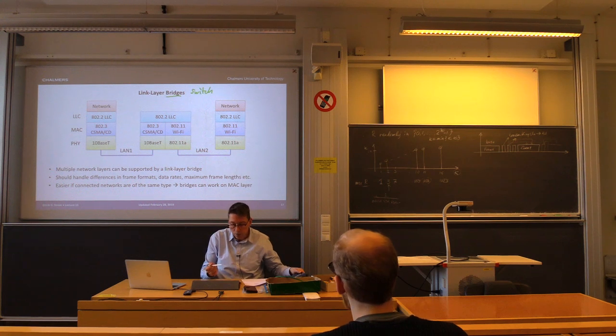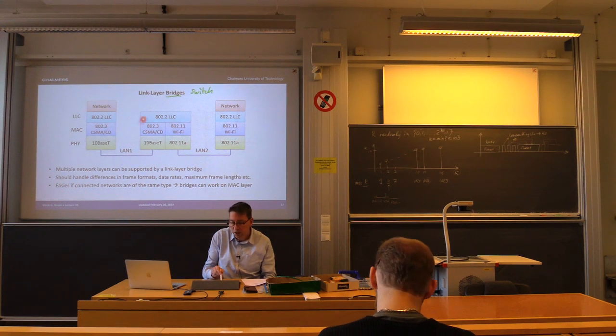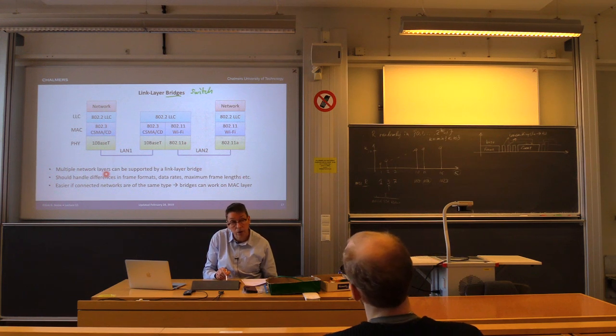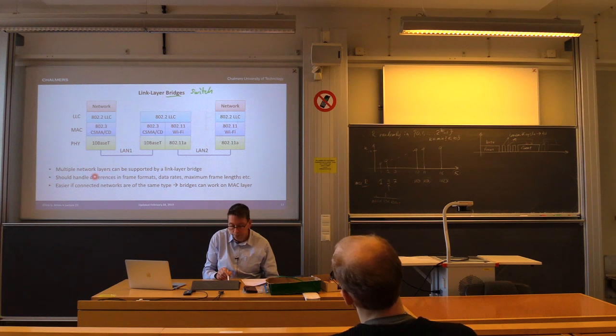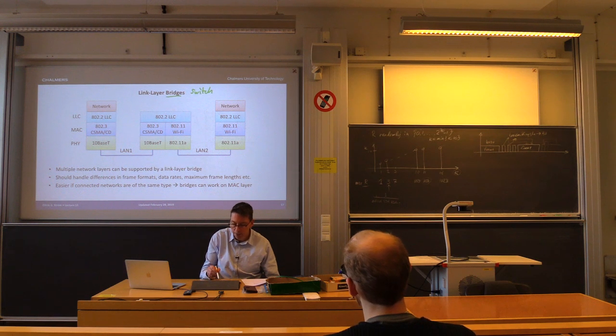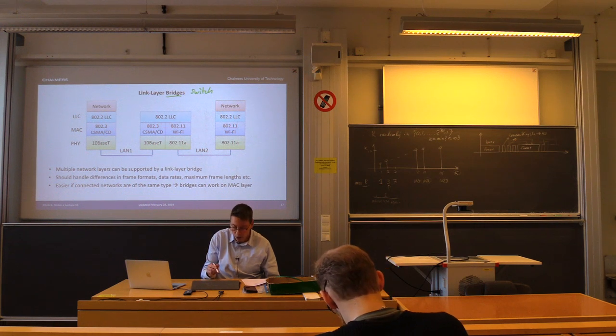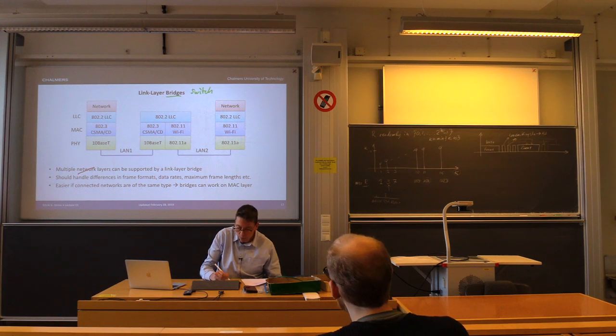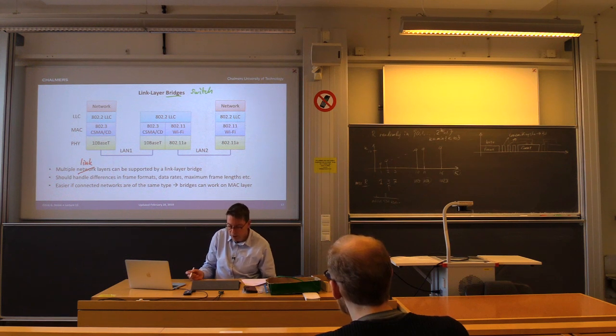Okay, so in a device like this, a link layer bridge, the most complicated version of those can handle multiple network layers. I don't know why it says network layers here. I think the main point here is that we can handle different types of MAC layers below the link layer in this bridge.